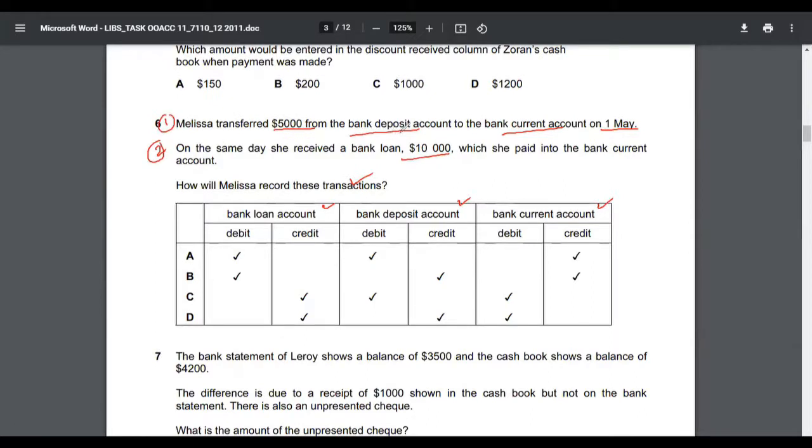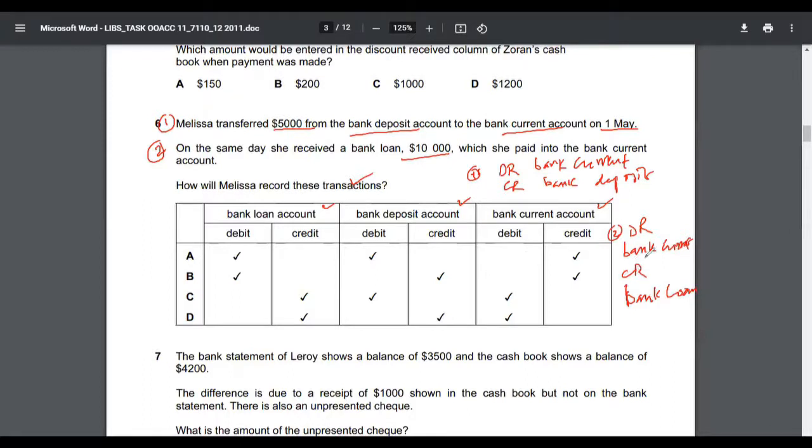For transaction 1, Melissa transferred $5,000 from bank deposit account to the bank current account. So debit bank current account and then credit bank deposit account. For the second transaction, on the same day, she received a bank loan of $10,000, which she paid into the bank current account. So debit bank current account and then credit bank loan. Liabilities are always credit. So bank loan is a liability.